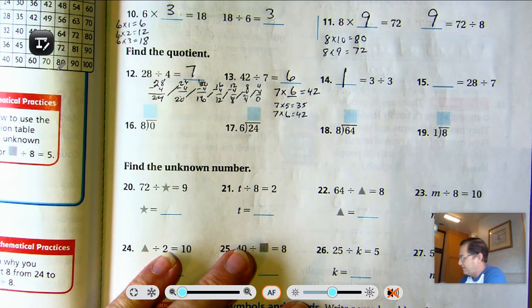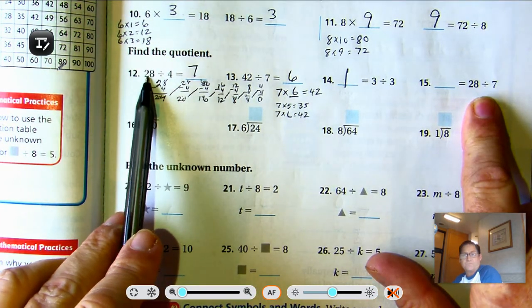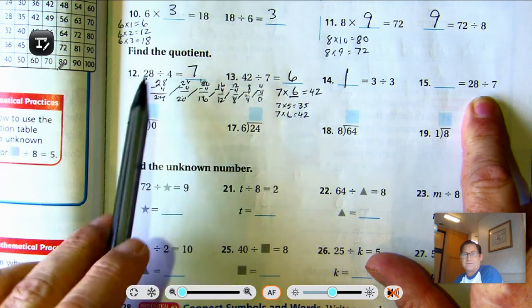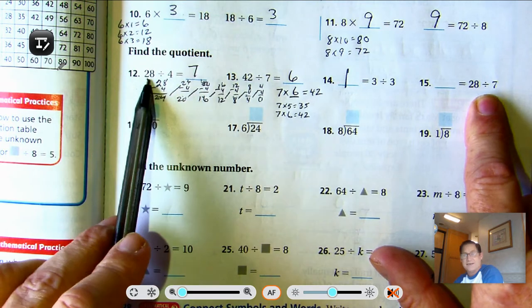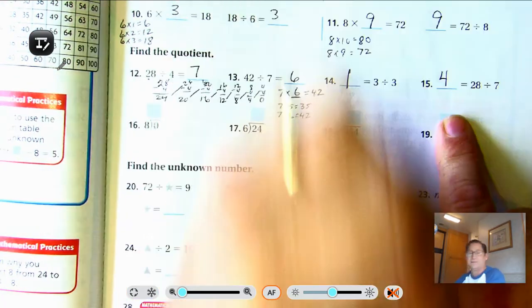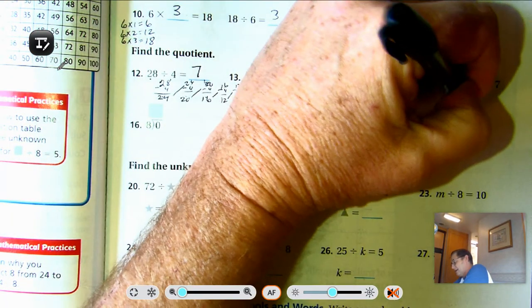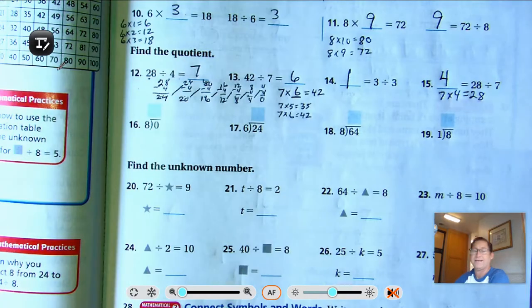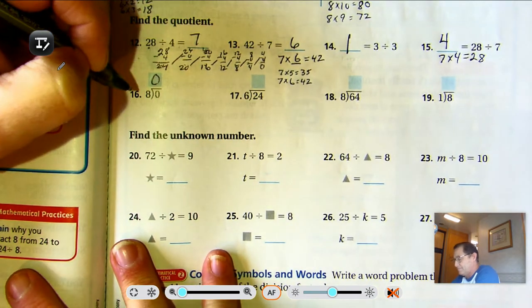28 divided by 7. Well, if you look here, we have two of the same numbers, right? So 28 divided by 7 is related to 28 divided by 4. So 28 divided by 7 is 4, because 7 times 4 is 28. 0 divided by 8. 0 divided by anything is 0.